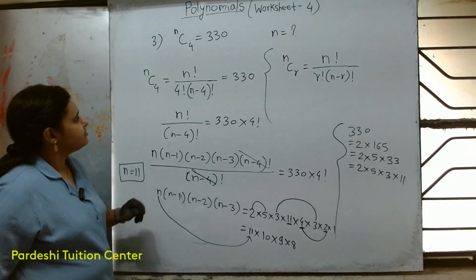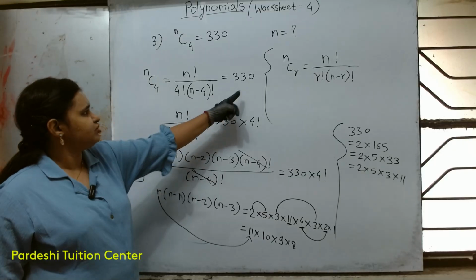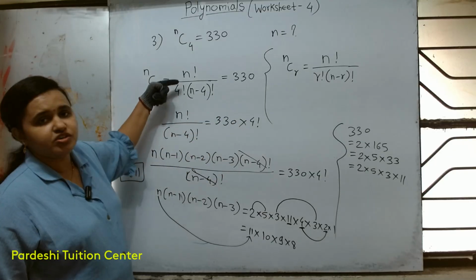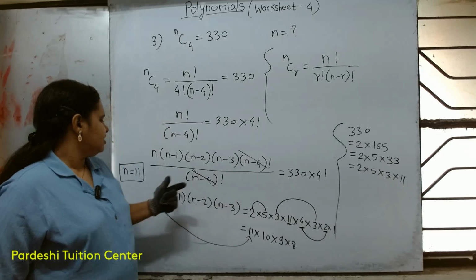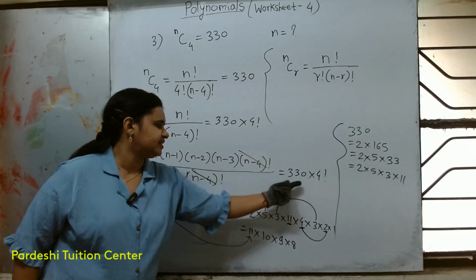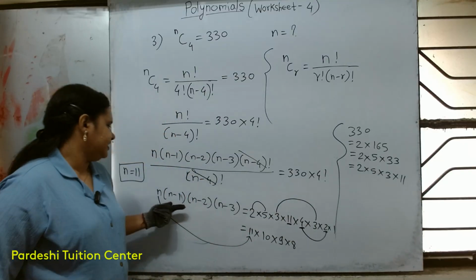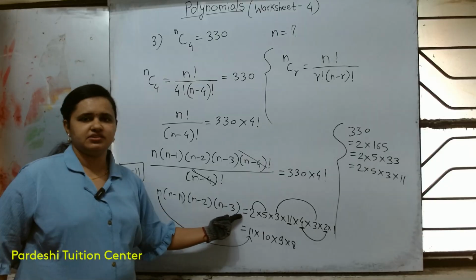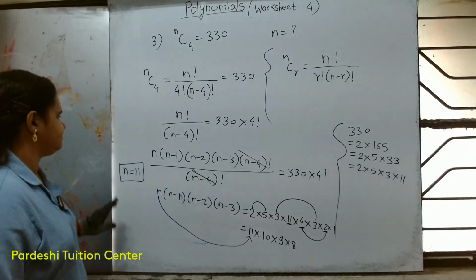Okay. We have just used the formula and put the values of 330. n was not given. We have just put the value of r and calculated, and according to this we have just factorized 330 and 4 factorial and put it according to n into n minus 1, n minus 2, n minus 3. Okay. And we have got the value of n as 11. Okay.